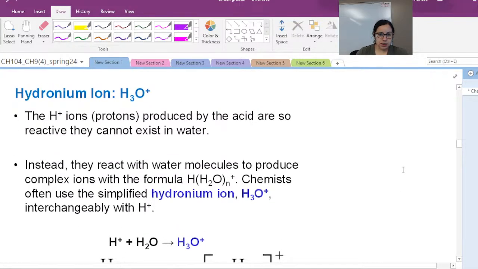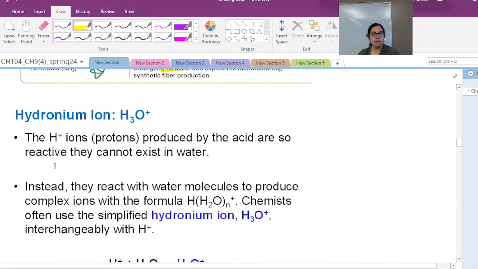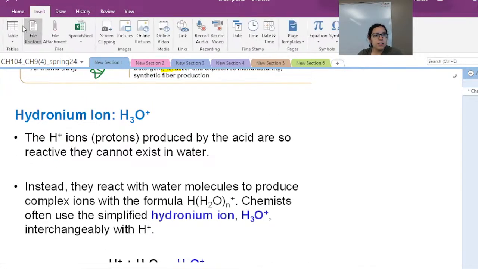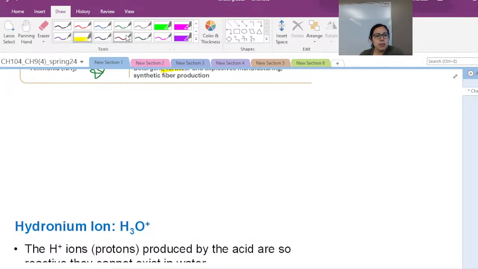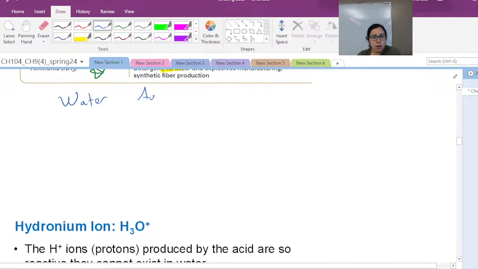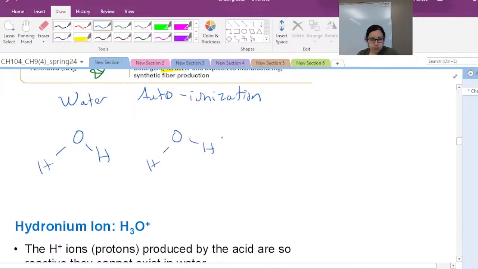All right, so now let's look at this hydronium ion. And so all we're saying is that when we have an acidic solution, we don't really have H+ ions. And so what we mean by that, and we can look at 2 different scenarios. So we can have what's called water autoionization. And so that's where water can basically protonate or deprotonate itself. And so what does this mean?